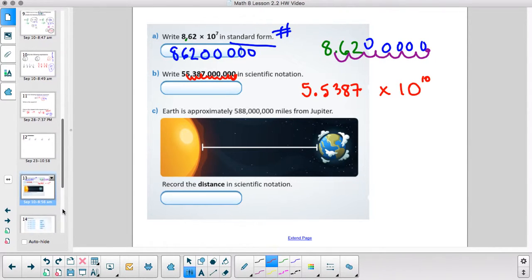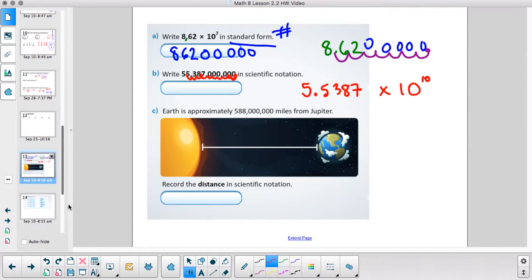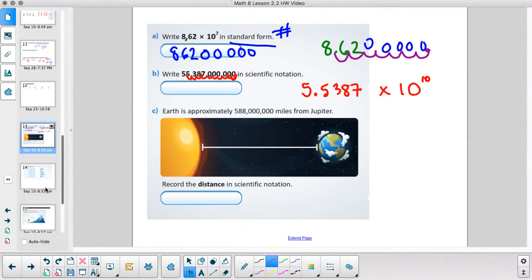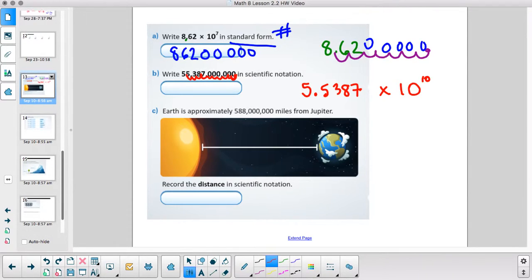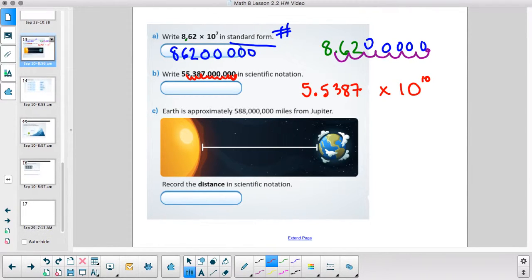So that's just a little practice with scientific notation. And I hope you guys are understanding this sort of stuff. Make sure you ask me if you have any questions about how to write in scientific notation.